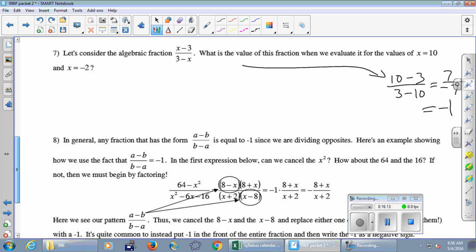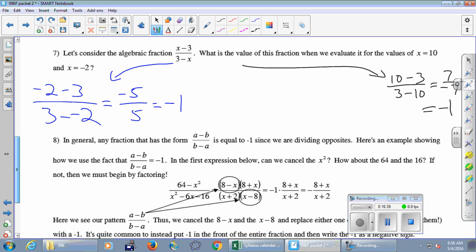Let's do the same thing going back to the original fraction, but now we're going to plug in negative 2. So upstairs we go negative 2 minus 3. Downstairs it's 3, yeah, it's going to become a plus. I'll write 3 minus negative 2. So upstairs is minus 5. Downstairs is positive 5. Altogether, negative 1.